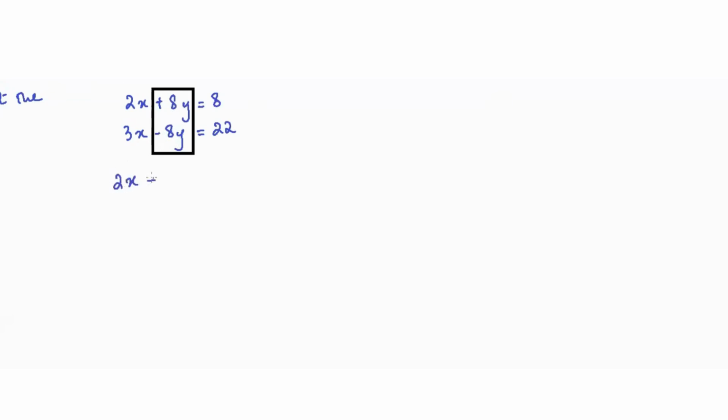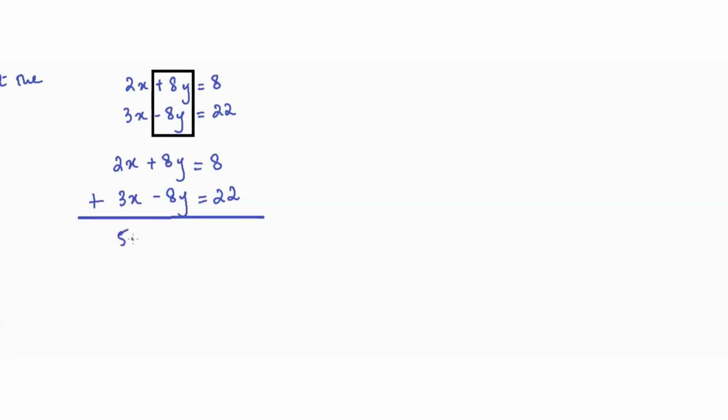So that means 2x plus 8y equals 8 gets added to 3x minus 8y equals 22. So if we add the two equations, we get 5x, and 8y minus 8y is 0, and 8 plus 22 is 30, which means 5x equals 30, and x is going to be 30 divided by 5, which is equal to 6. So now since x is 6, we're going to find the corresponding y value by substituting this value into either of these equations.